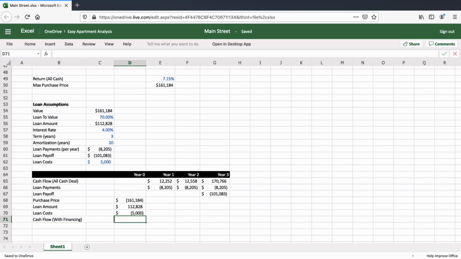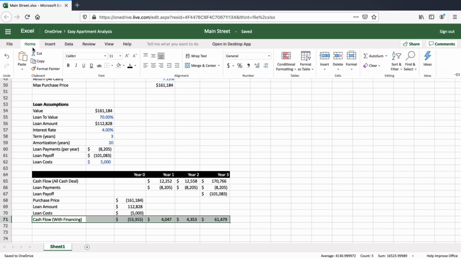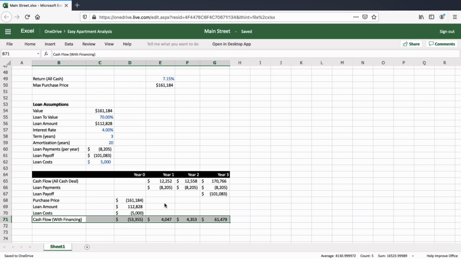And let's add all this stuff above it together. We can drag that formula across. And let's put a line on top to separate this total line. And there you have it.